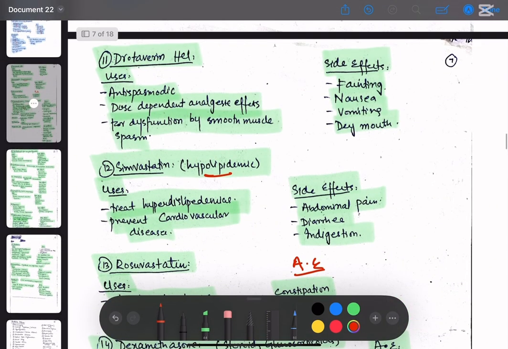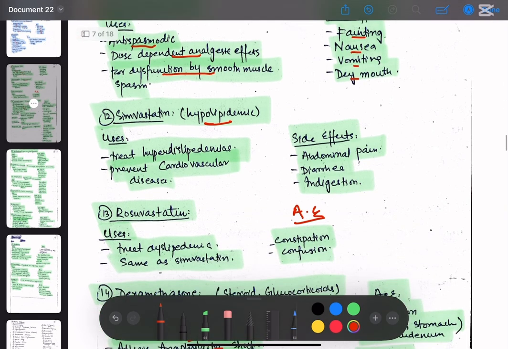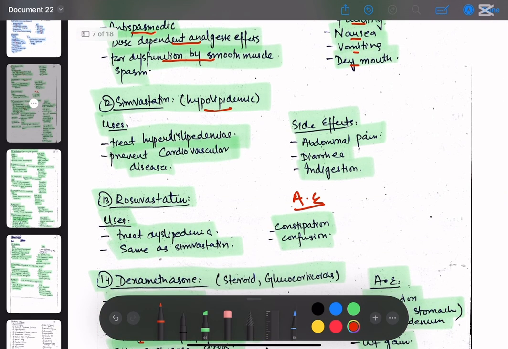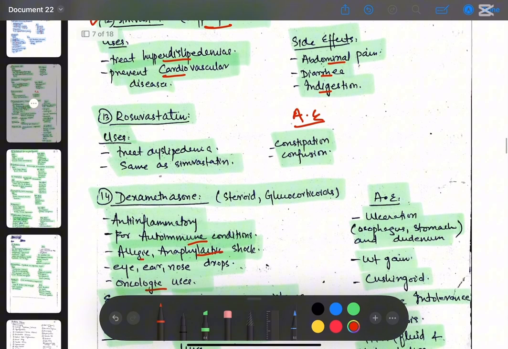Drotaverine HCl. It is an antispasmodic with a dose-dependent analgesic effect, used for smooth muscle spasms. The adverse effects are fainting, nausea, vomiting, and tremor. Then simvastatin, which is hypolipidemic, and it is used to treat dyslipidemias and prevent cardiovascular diseases. The side effects are abdominal pain, diarrhea, and indigestion. Then we are having rosuvastatin, which treats dyslipidemias, same as simvastatin. The adverse effects are constipation and confusion.